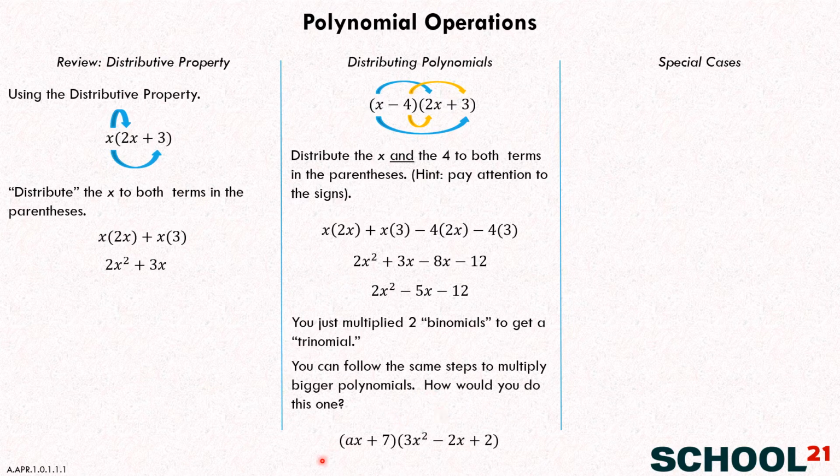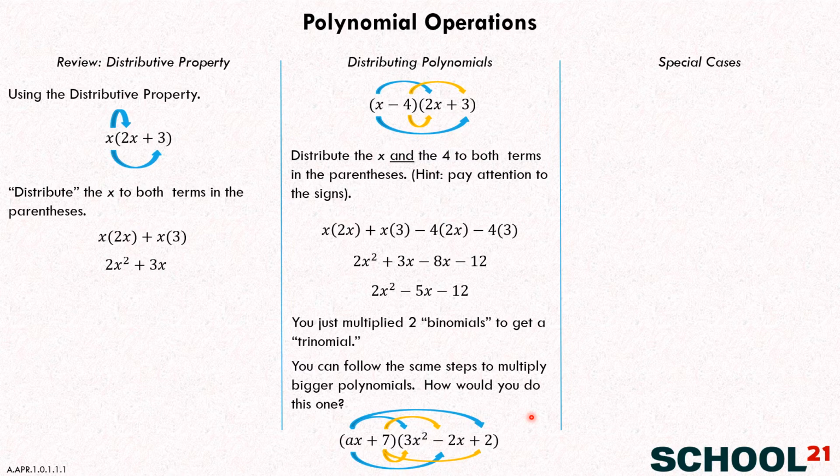So here you have ax plus 7. What is that? A binomial or a trinomial? A binomial. That's right. And then you have 3x squared minus 2x plus 2. That's what? A trinomial. And how would you do this one? You would multiply ax times 3x squared and then minus 2x and then plus 2 and then do that with 7 as well. Yep, exactly right.